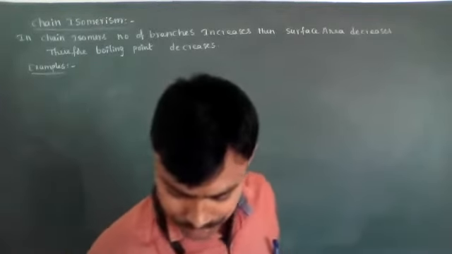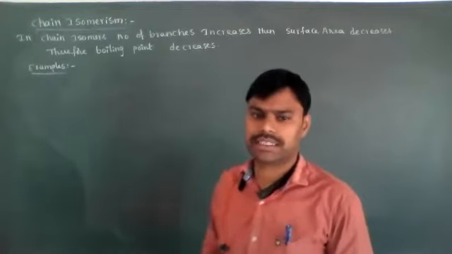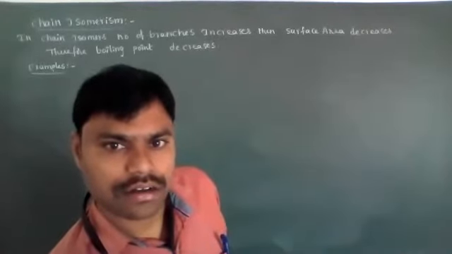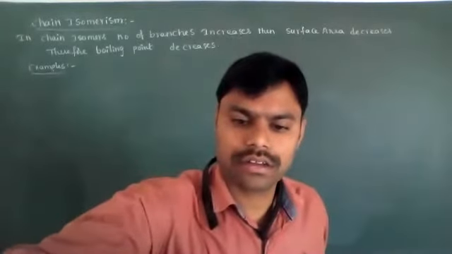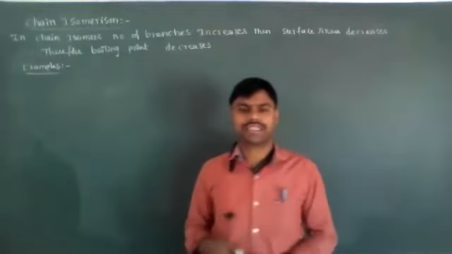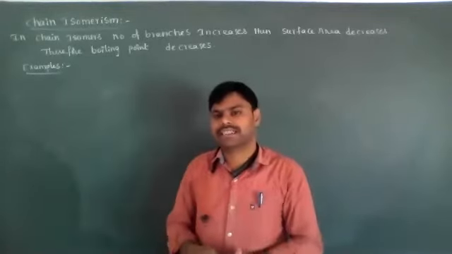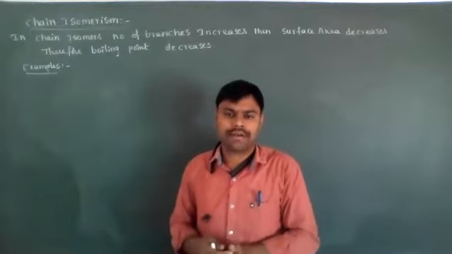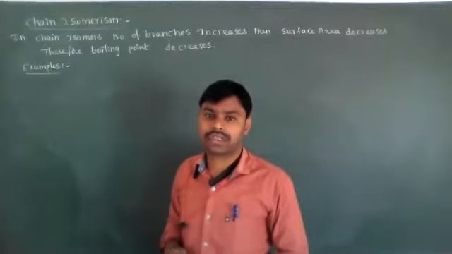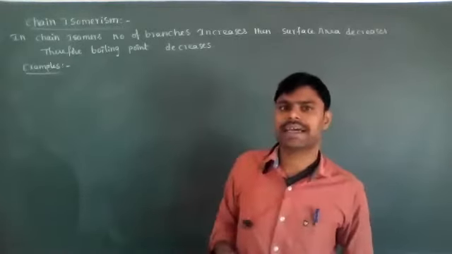Okay, students. Last class we discussed chain isomerism. What is chain isomerism, dear students? Chain isomerism means different parent chains, or root words. The total number of carbon atoms is the same, but the structure of the parent chain or root word changes. This type of isomers is called chain isomers.